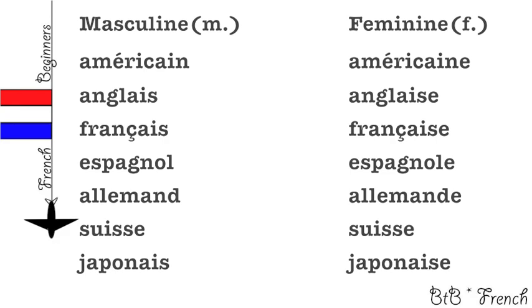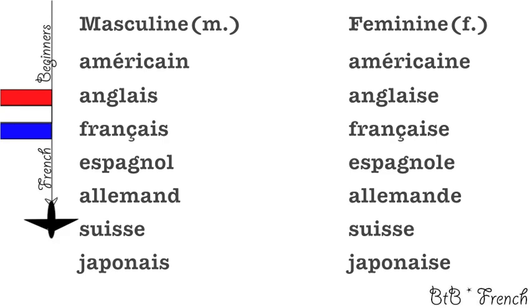The second word on the list means English. Anglais. Feminine form, anglaise. Third word on the list means French. Français. Feminine form, française.